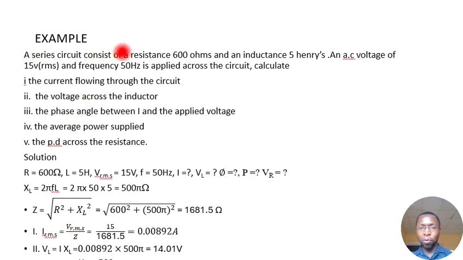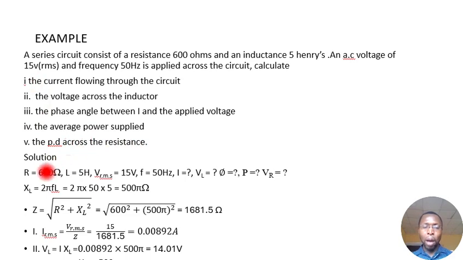A series circuit consists of a resistance of 600 ohms and an inductance of 5 henry, and an AC voltage of 15 volts, that is root mean square voltage, and frequency 50 Hz is applied across the circuit. We have to calculate the current flowing through the circuit, the voltage across the inductor, the phase angle between current and the applied voltage, the average power supplied, and the potential difference across the resistance. So we have 5 problems to solve here.